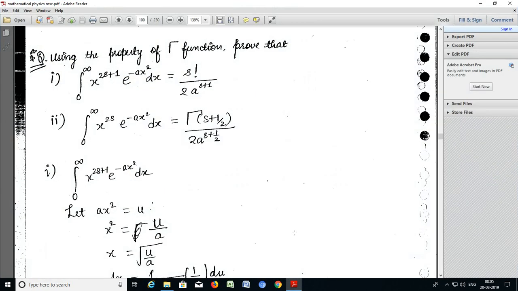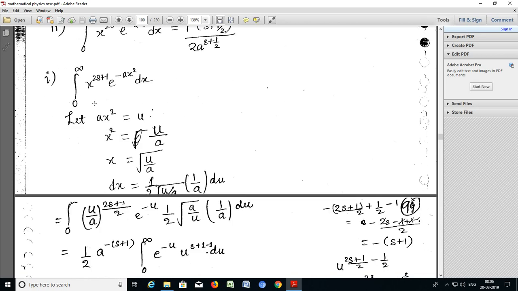Today we are going to do some more questions based on gamma functions. Using the property of gamma function, prove that the integral from 0 to infinity of x to the power 2s plus 1 e to the power minus ax square dx is equal to s factorial over 2a raised to the power s plus 1. So how to prove this question?